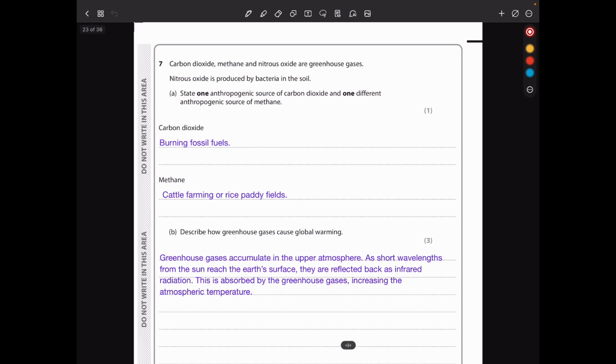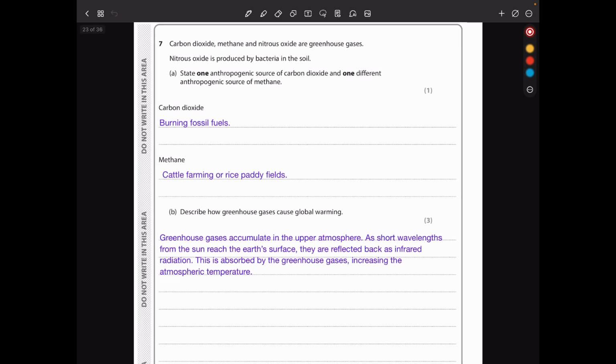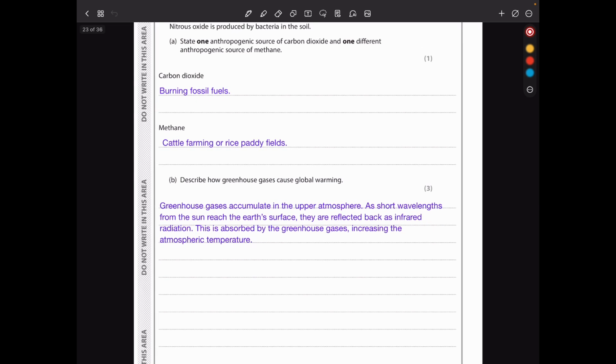In question 7, carbon dioxide, methane, and nitrous oxide are greenhouse gases. Nitrous oxide is produced by bacteria in the soil. State 1 anthropogenic source of carbon dioxide and 1 different anthropogenic source of methane. So carbon dioxide, of course, from burning fossil fuels, and methane from cattle farming or the rice paddy fields where rice is grown.